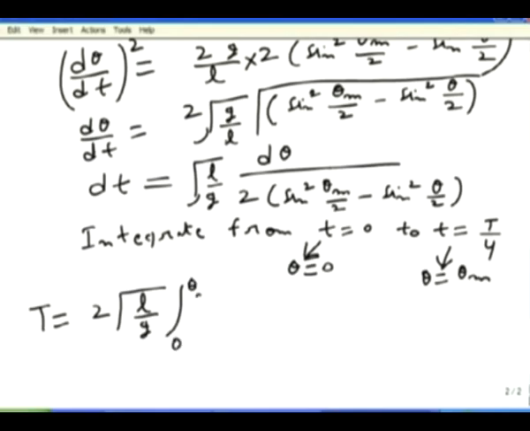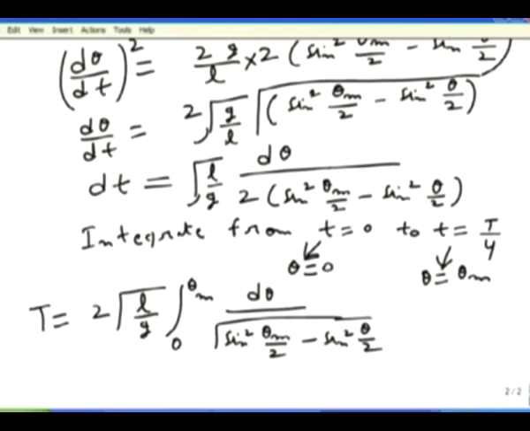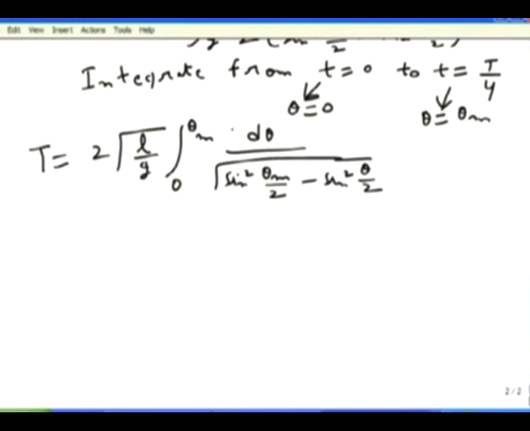integral from 0 to theta m of d theta by under root sin square theta m by 2 minus sin square theta by 2. This cannot be further simplified. So, this integration cannot be determined in an exact manner. It can be determined numerically. This integral is called an elliptic integral.